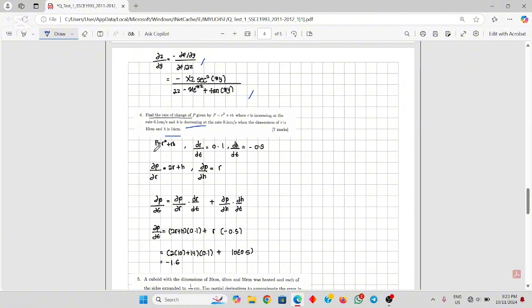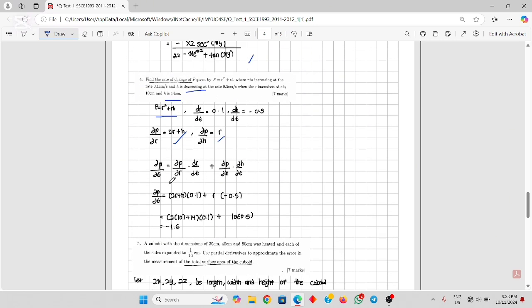So first of all, we write the equation given, and then we find dR over dt and dH over dt. Just given from the question, 0.1 and negative 0.5, which means it's decreasing, and then we just differentiate it with respect to R and H, and we'll get the value of 2R plus H and R.